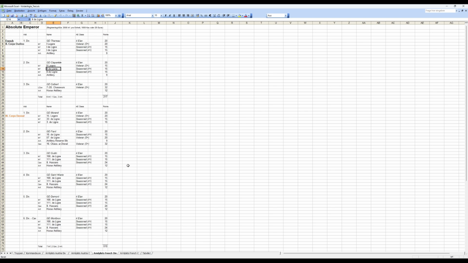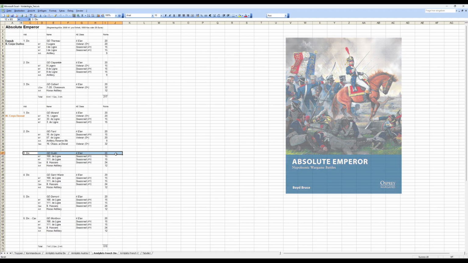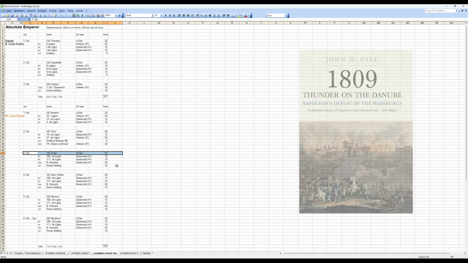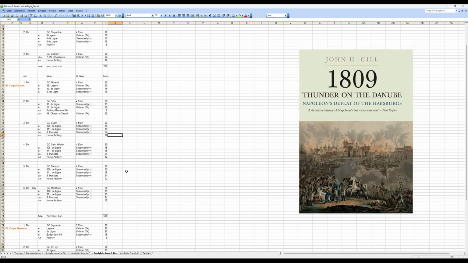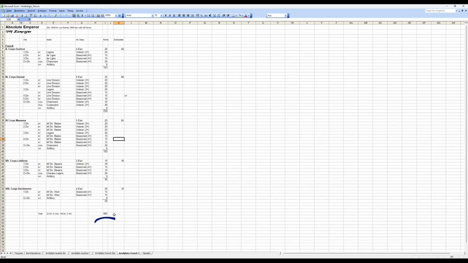The army lists are written for Total Emperor, and I have tried to adapt them according to the values of Le Vol d'Aigle, as well as the book 1809 Thunder at the Danube by John H. Gill. The Austrians have a few more points for the campaign, but they are also the invaders into Bavaria.